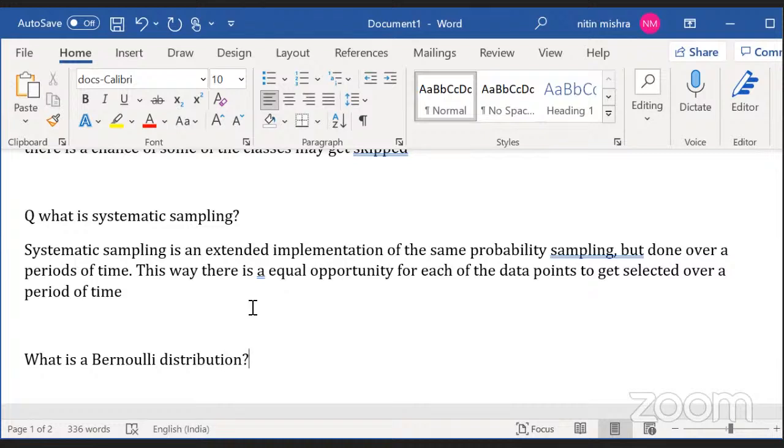What is a Bernoulli distribution? We've often heard this particular expression. A Bernoulli distribution is simply the fundamental of the discrete probability distribution between binary outputs.